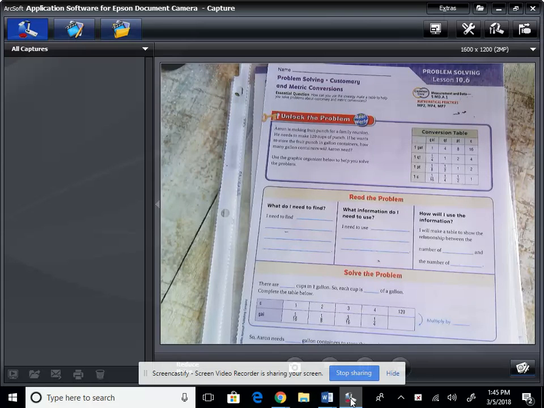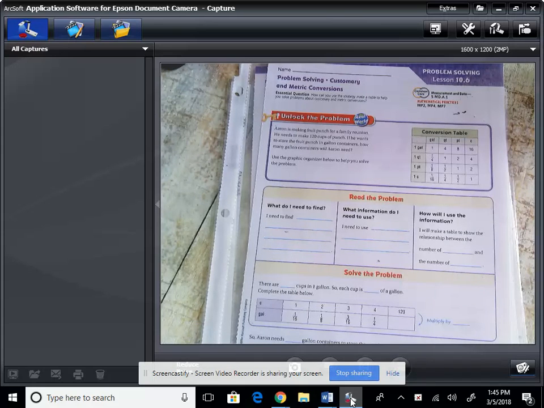Aaron is making fruit punch for his family reunion. He needs to make 120 cups of punch. He wants to store the punch in gallon containers. How many gallon containers will Aaron need? Use the graphic organizer to help you solve the problem.